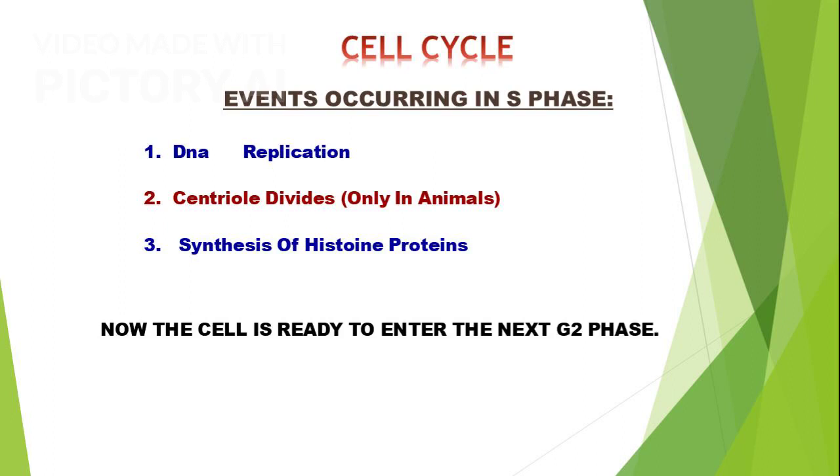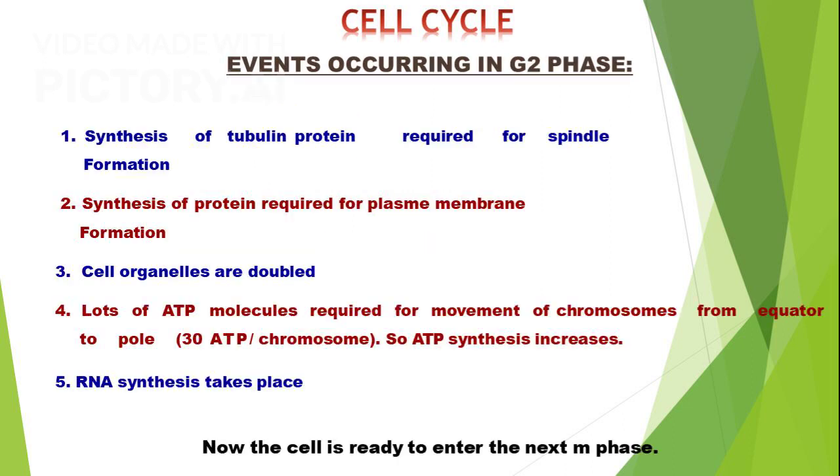During the S phase, DNA replication occurs, centrioles divide in animal cells, and histone proteins are synthesized, preparing the cell for the subsequent G2 phase. The G2 phase involves the synthesis of proteins for spindle formation, plasma membrane formation, and the doubling of cell organelles. ATP synthesis increases to support these activities, preparing the cell for mitosis.